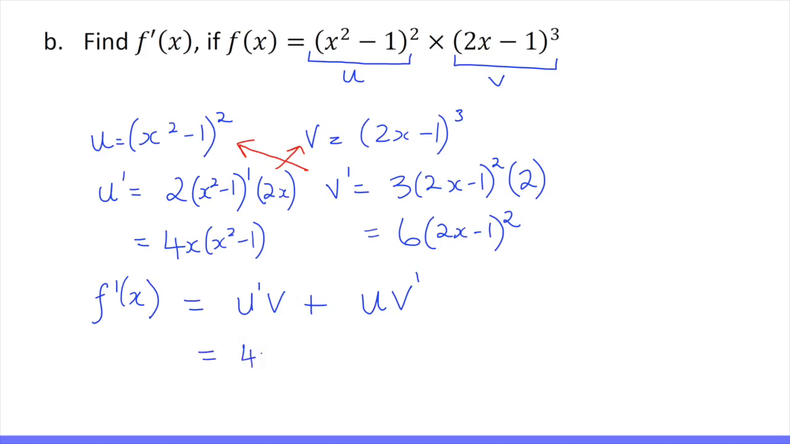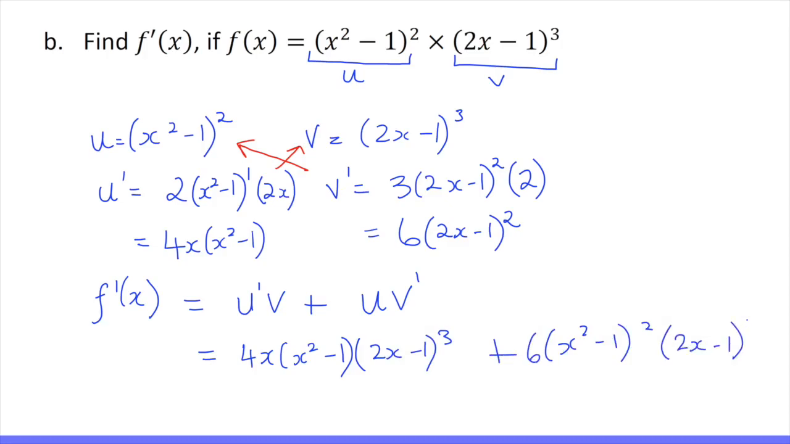So this time I'm going to do 4x(x squared minus 1) multiplied by (2x minus 1) cubed plus, and then we're going to do u v dash. So that's (x squared minus 1) squared times, I'm going to put the 6 out the front here, (2x minus 1) squared. And there's nothing else that I need to simplify with this answer.